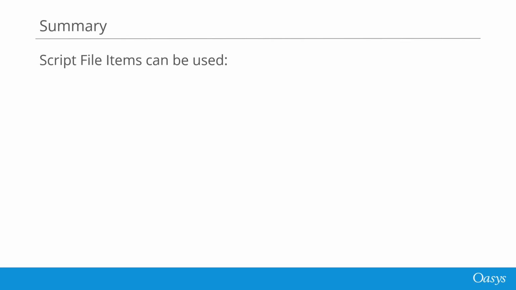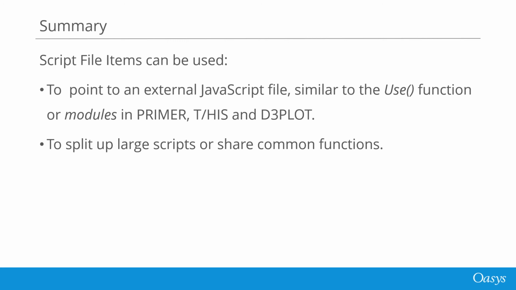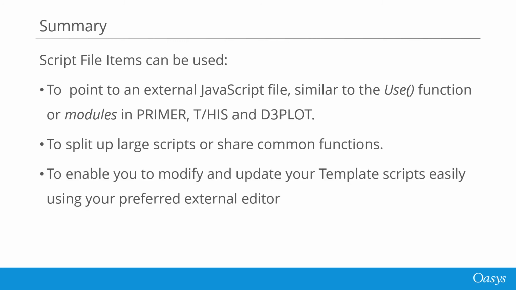To summarize, script file items can be used to point to an external JavaScript file, similar to the use function or JavaScript modules in PRIMER, THIS, and D3PLOT, to split up large scripts or share common functions, and to enable you to modify and update your template scripts easily using your preferred external editor.